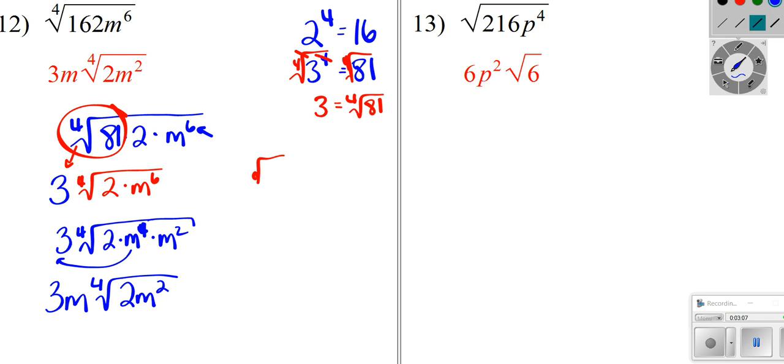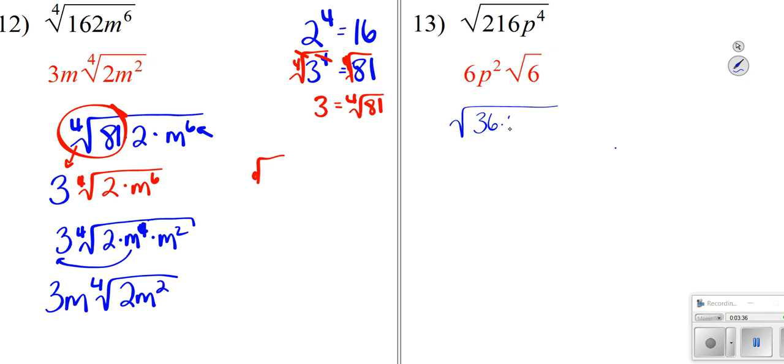Let's look at 13. It's a square root this time, and so we're looking for perfect squares instead of perfect fourth powers that we could take out of 216. So 216 itself isn't a perfect square, but 36 is. You'd be looking through your list and you'd find 36, and 36 times 6 is 216, and then p to the 4th. So the square root of 36 is 6, and we have the square root of 6p to the 4th.